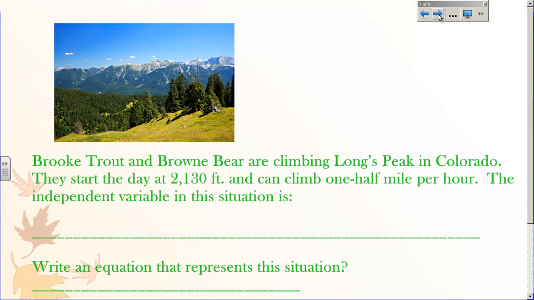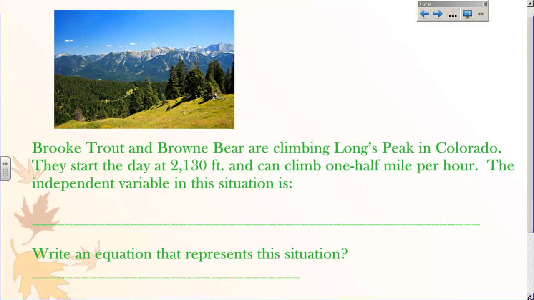So one more question. Here's what we got. Brook trout and brown bear are climbing Long's Peak in Colorado. They start the day at 2,130 feet and can climb a half mile per hour. The first question is, what's the independent variable in this situation? Well, first we got to figure out what the variables are. We know that they can climb a half mile per hour. So the number of hours it takes them to climb is one variable. The other variable is the total it takes them to climb.